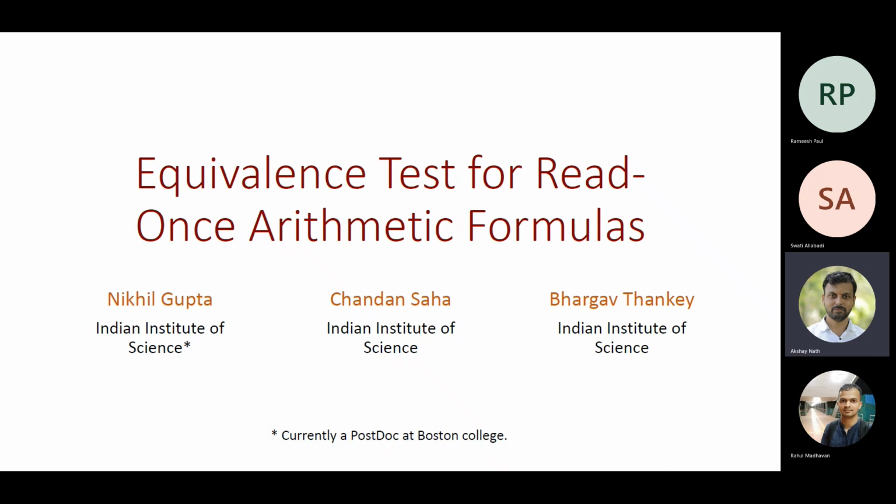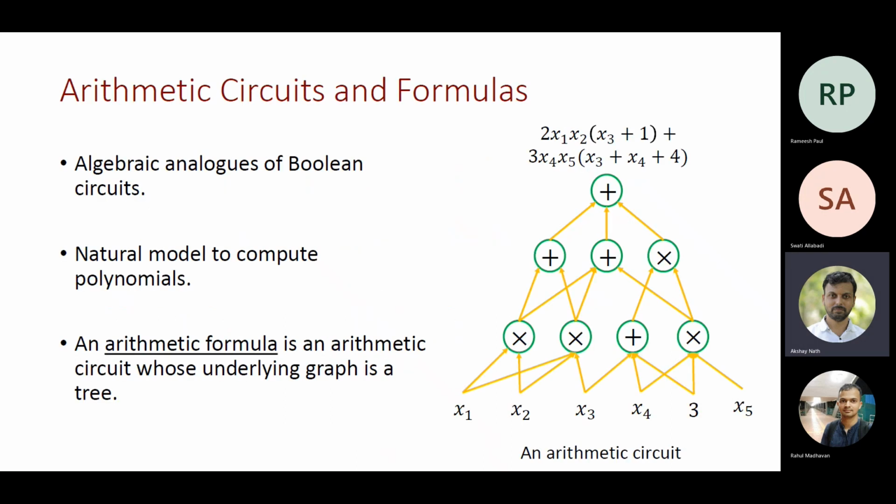So let's start. I'll start by defining arithmetic circuits and formulas. Arithmetic circuits are algebraic analogs of Boolean circuits, and they're a natural model to compute polynomials. Here is what an arithmetic circuit looks like. It is a directed acyclic graph whose nodes are gates, whose edges are wires. The inputs of the circuit are variables or field elements, and all internal nodes are either labeled by a plus symbol, so they are sum gates, or labeled by a product symbol, so they are product gates. Every circuit has a unique output gate, and this is the gate with out degree 0.